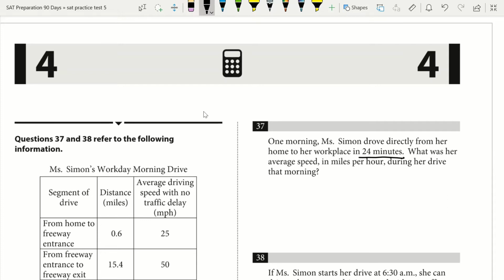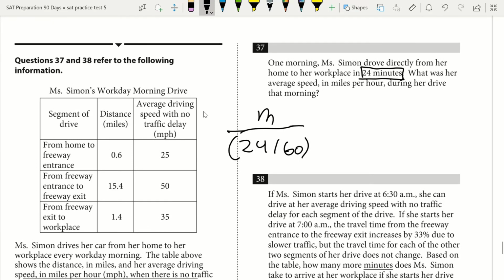Okay, well, we need to take the number of miles that she drove divided by the number of hours. Now we're told 24 minutes, so we need to convert that to hours. Converting 24 minutes to hours would be 24 minutes per 60 minutes in an hour, so that's going to be 24 over 60. Now the number of miles that she drove, we're just going to sum the distances here. So 0.6 plus 15.4 will give me 16. 16 plus 1.4 will give me 17.4. So my answer then is going to be 17.4 over that 24 over 60.